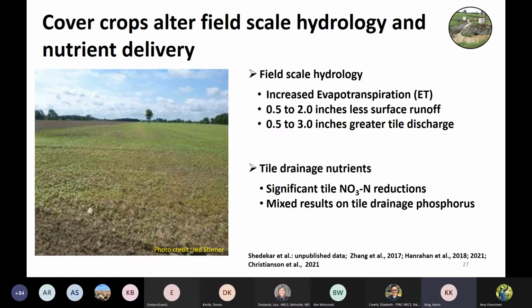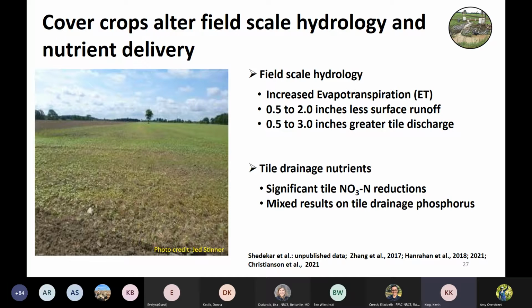It may not be as direct as controlled drainage, retention-detention ponds, or blind inlets, but cover crops have the potential to alter the field-scale hydrology and nutrient delivery. Cover crops alter field-scale hydrology through increased evapotranspiration and promotion of infiltration, thus disconnecting the hydrologic pathways. Past research has shown that cover crops can reduce surface runoff by upwards of 2 inches while increasing tile drainage. But cover crops also increase evapotranspiration.